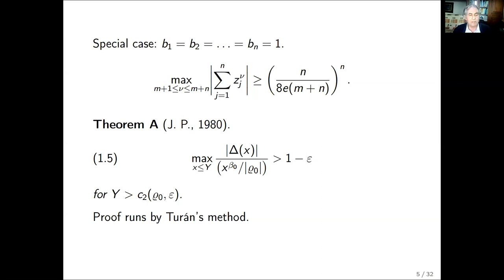Now, I succeeded in showing, using somehow the same machinery, but not exactly Turán's theorem, something about the generalization of Dirichlet's theorem about Diophantine approximation. I could show that the oscillation is really as large as expected, up to a factor one minus epsilon, explicitly, if y is large enough depending on rho naught and epsilon. And so to say, the starting point depends in an effective way on this. And the proof, as I say, uses Turán's method, but not the power sum of Turán, but other features of Turán's method.